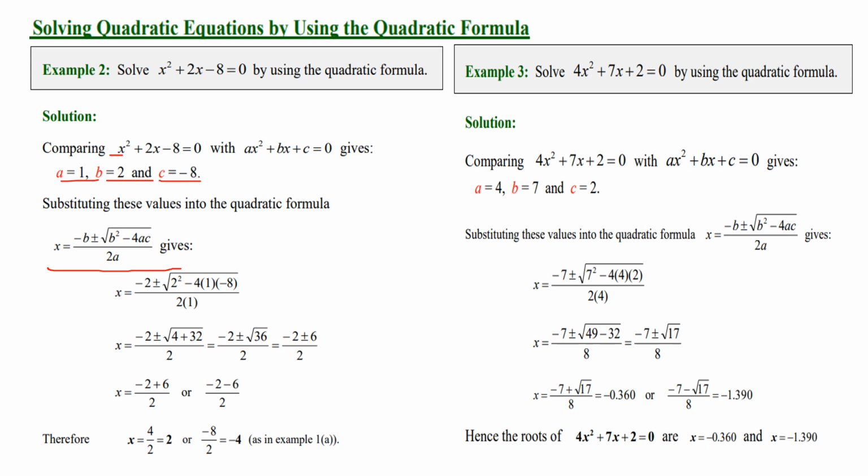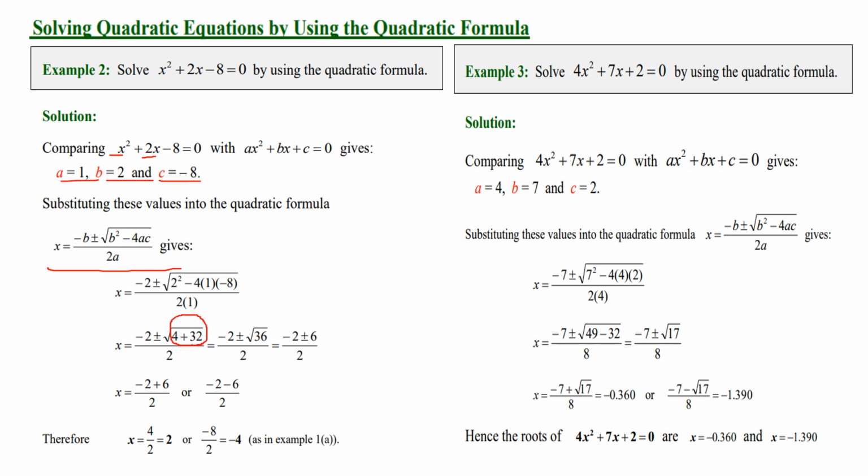In the place of a, we have 1. And in the place of b, 2. C is negative 8. So you can replace minus b, which is 2, so minus 2, plus and minus square root of b squared, so 2 squared, minus 4 times a, which is 1, times c, which is negative 8, divided by 2 times 1. And this negative will become positive. So we have a positive value in the square root. 4 plus 32 will be 36. And square root of 36 gives 6. And remember, we always have to solve the square root first for this one.